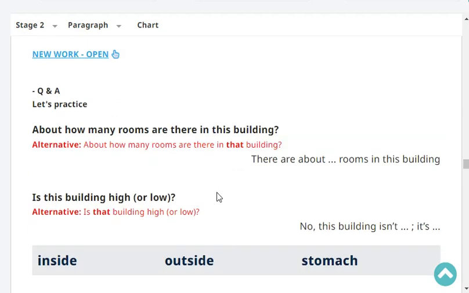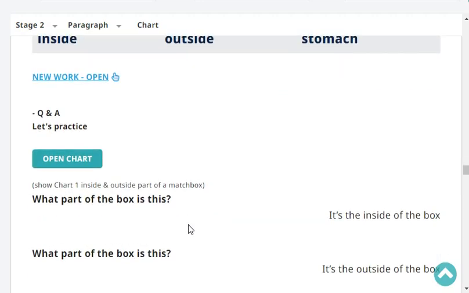About how many rooms are there in your building? There are about 4 rooms in my building. Very good. Is your building high? Yes or no? No, my building isn't high. It's low. Very good.